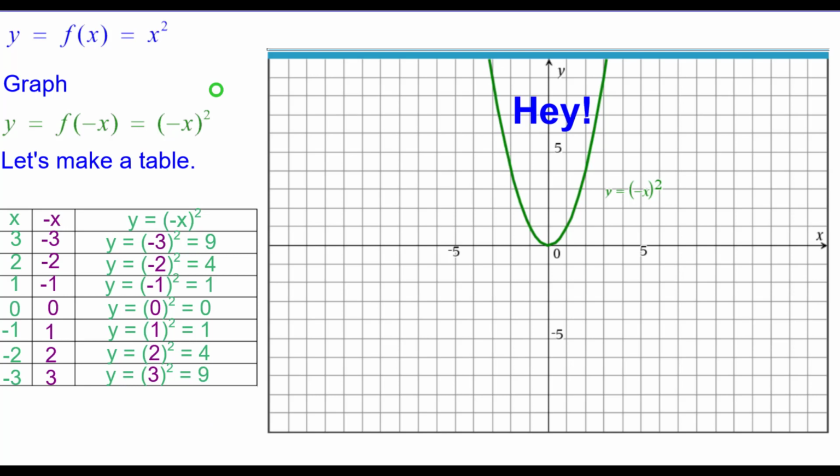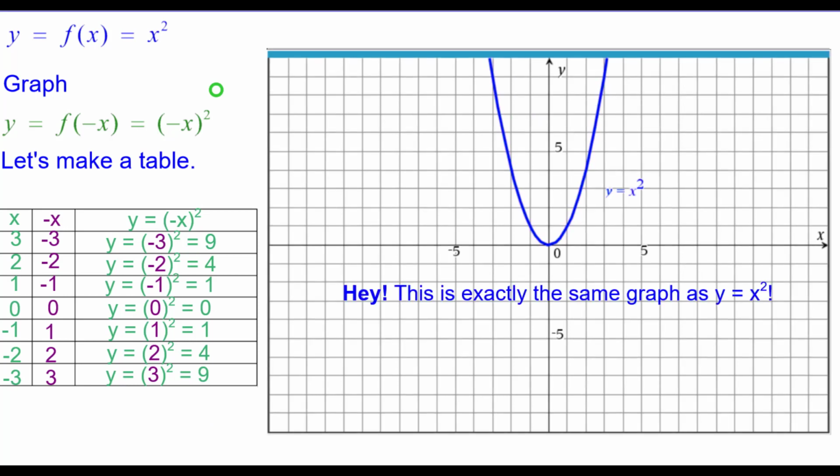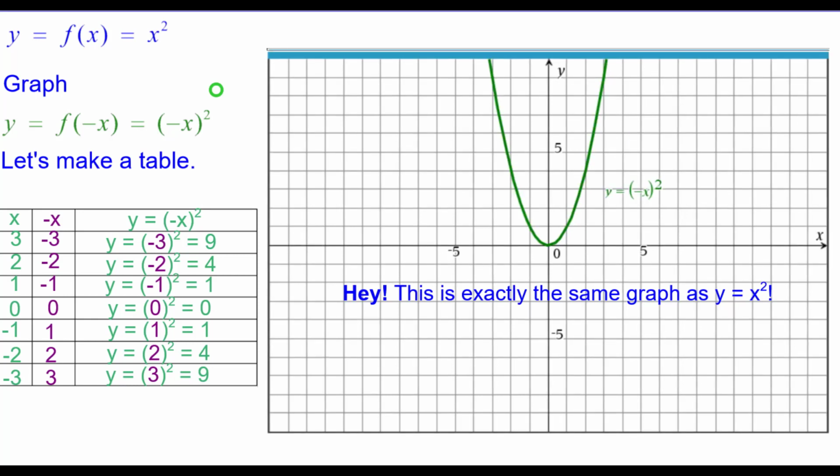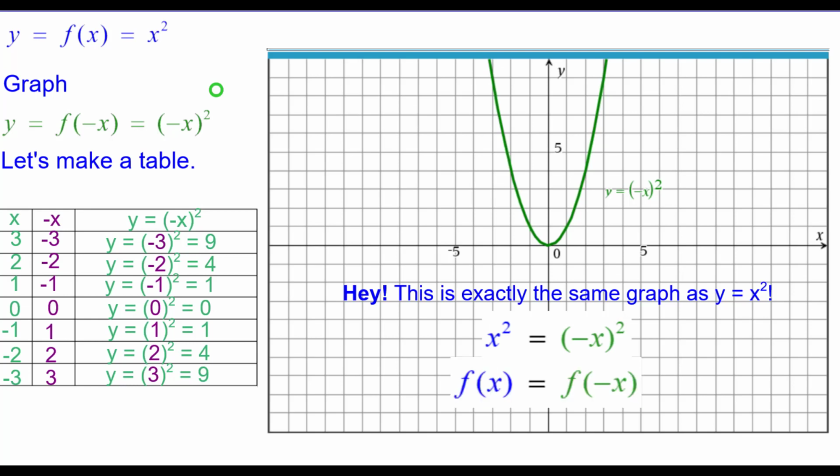But hey, this is exactly the same graph as y equals x squared. You see that? So x squared is exactly the same as the quantity of the opposite of x, squared, which means that f of x is exactly the same as f at the opposite of x. And this is true for all values of x in the domain of the function.